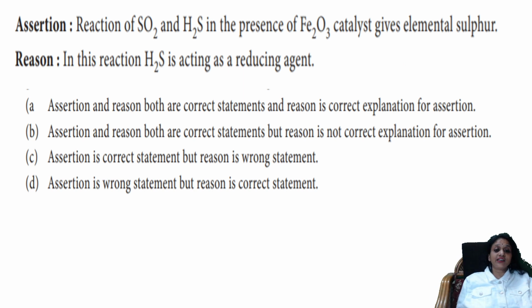Reaction of sulfur dioxide and H2S in the presence of a Fe2O3 catalyst gives elemental sulfur. In this reaction, H2S is acting as a reducing agent. Whether it is right or wrong, yes, it is right. This is also right, but this is talking about a reaction and that is talking about a property. So assertion and reason are right, but the reason is not the correct explanation.